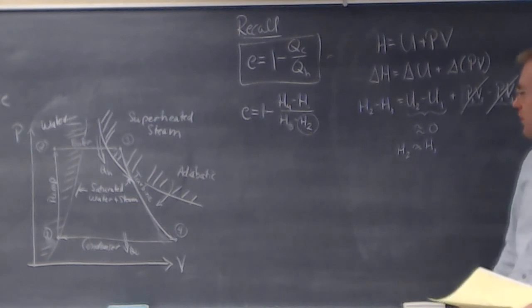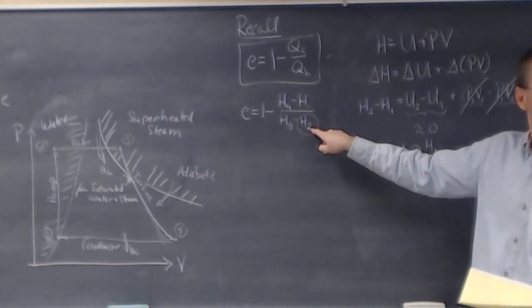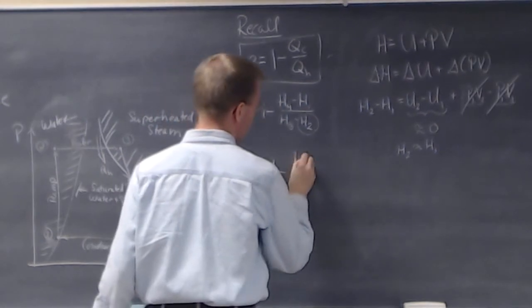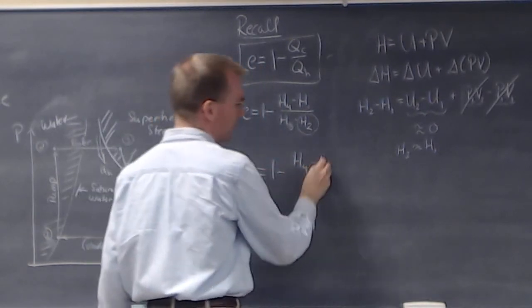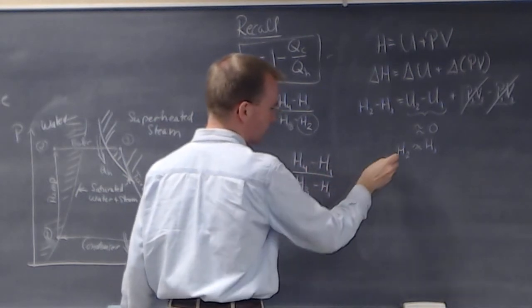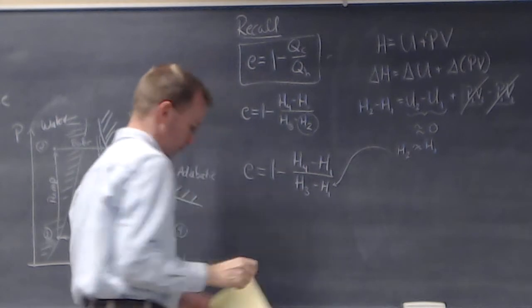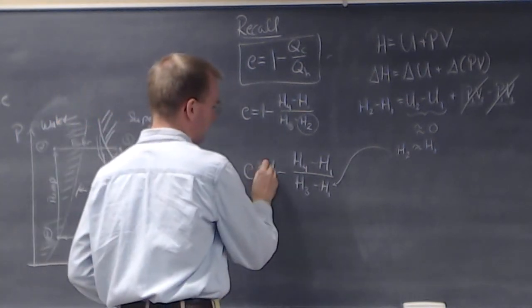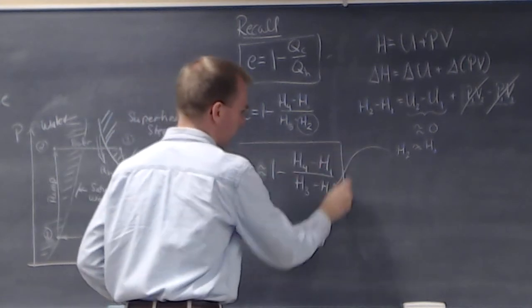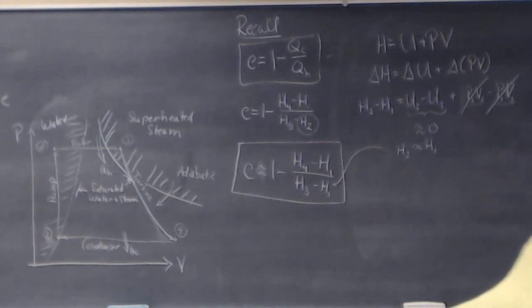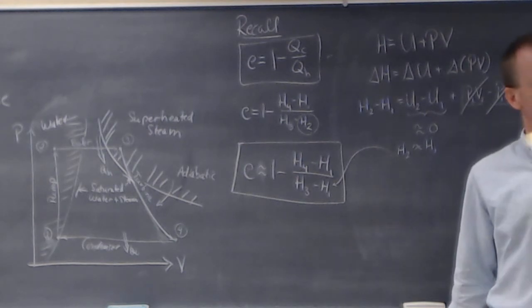And it's going to be a lot easier if we use H1 here instead of H2. So I'll put that in: 1 minus (H4 minus H1) over (H3 minus H1). Let me put this as about equal to, but close enough for our purposes. Okay, now we're set to learn steam tables.